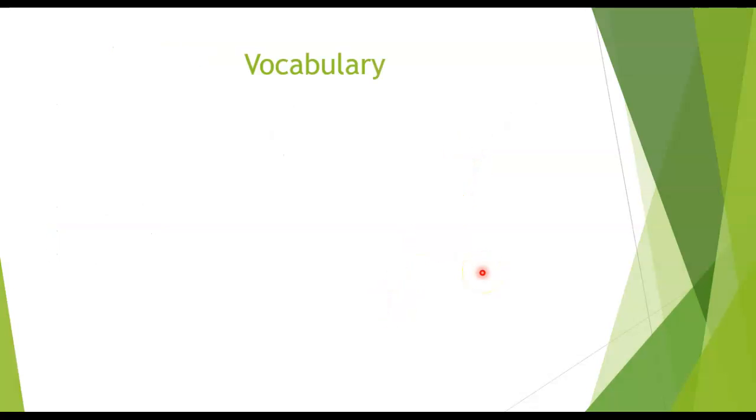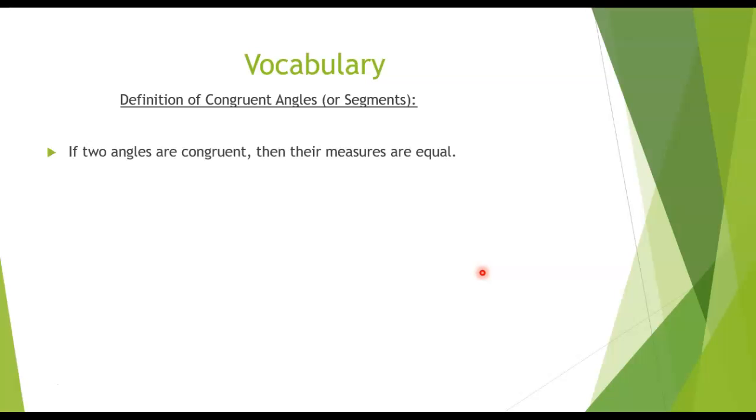Let's look at some other vocabulary we learned. The definition of congruent angles: if two angles are congruent, then their measures are equal. For example, angle A is congruent to angle B, so the measure of angle A is equal to the measure of angle B.